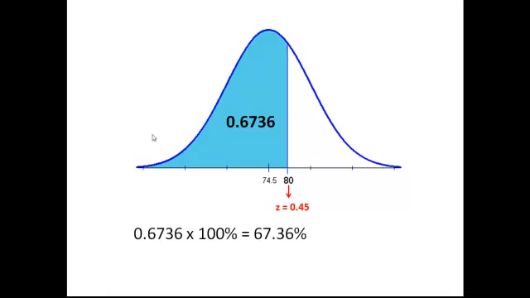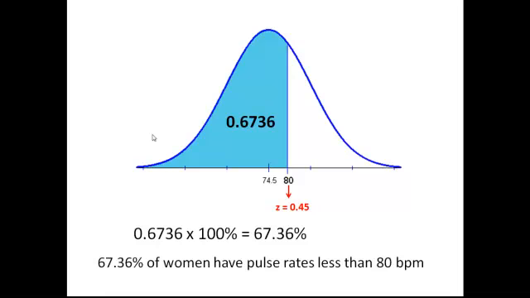Thus, if we take the 0.6736 and convert it into a percent, it tells us that 67.36% of women have pulse rates less than 80 beats per minute. Now this is a little different and more sophisticated than our 68, 95, 99.7 rule. Let's try another.